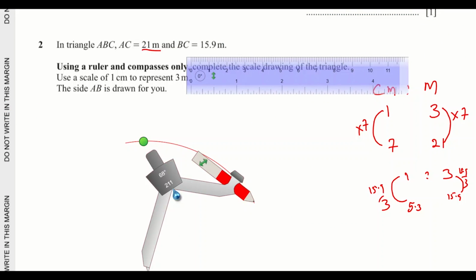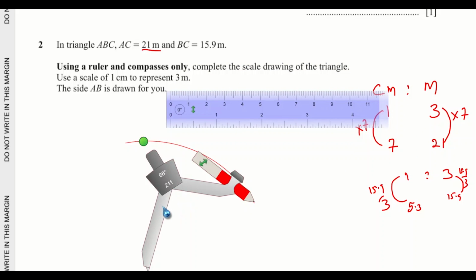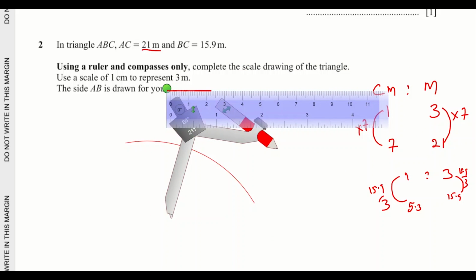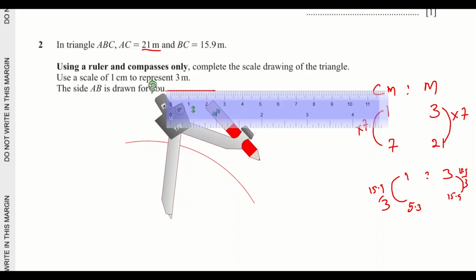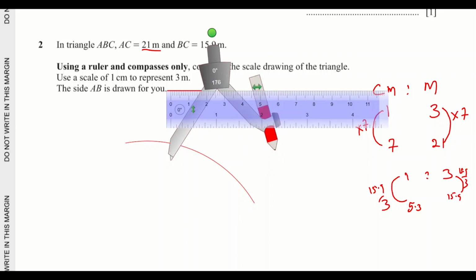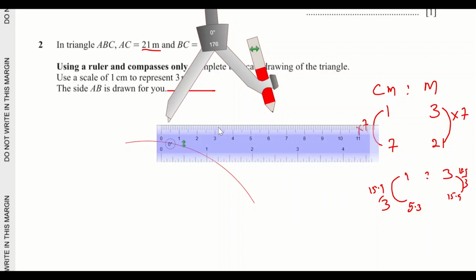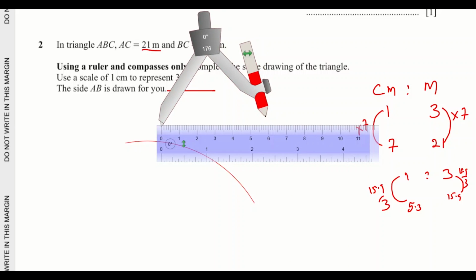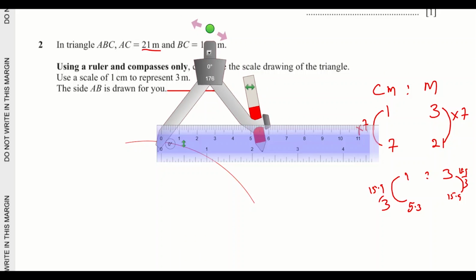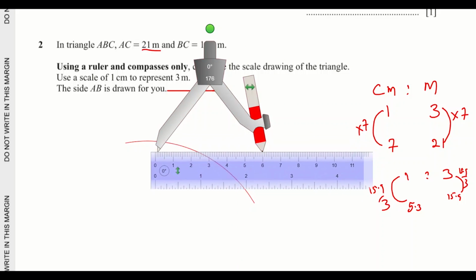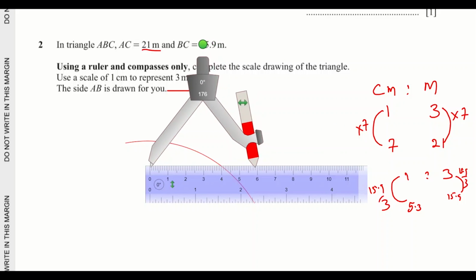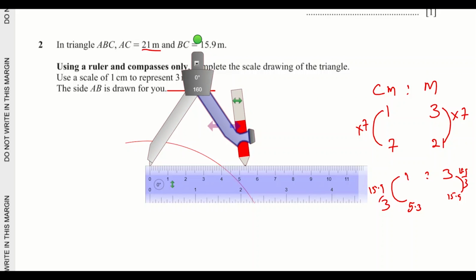Length BC is 5.3 centimeters. So let's measure 5.3 centimeters from here. Place the pair of compasses on the ruler again, center at 0. Then let's measure 5.3. I think I need to take this down a little bit. 0.0 here, then 5.3 will be here.